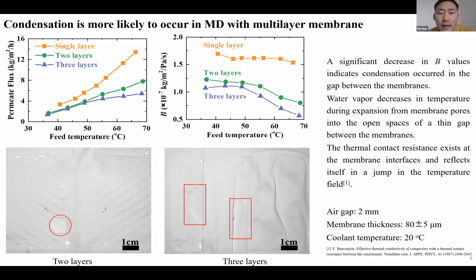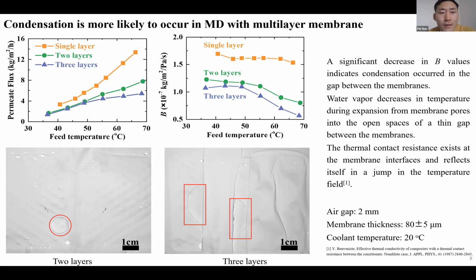With 2 layers and 3 layers membrane MD processes, the significant decreases in the p-values indicate the condensation occurs in the gap between the membranes. This is because the water vapor decreases in temperature during the expansion from a membrane pore to a thin gap between the membranes. The thermal conductor resistance exists at the membrane interfaces and reflects itself in the jump in the temperature field.